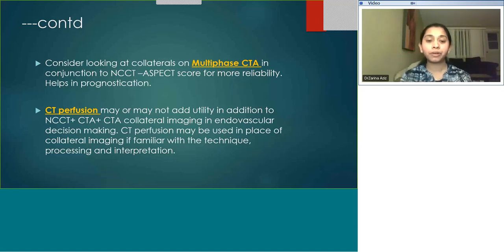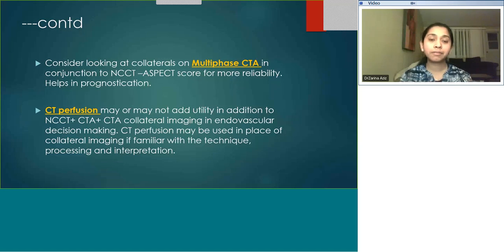CT perfusion may or may not add utility in addition to non-contrast CT, CT angiogram, and CT angio collateral imaging in endovascular decision making. So it is still to be worked upon, and better protocoling for CT perfusion is important. Why? Because the technique is difficult, processing takes time, and interpretation has to be done by experts, who may or may not be available all the time.